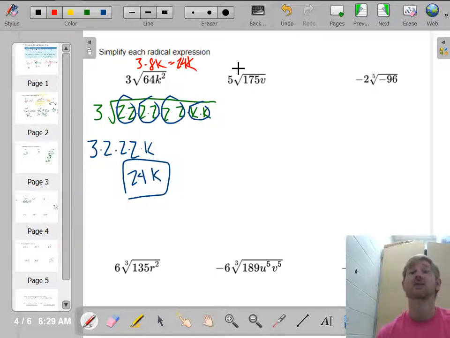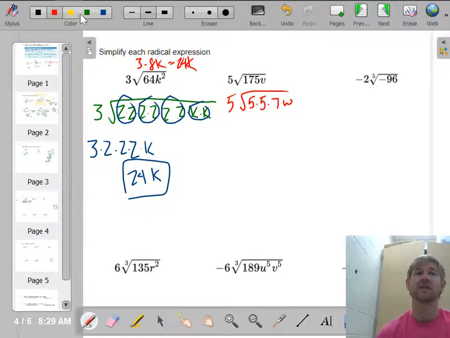So let's try another square root problem. 5 times... let's see, 175 is 25 times 7. So that would be 5 times 5 times 7. If you can do it in your head, great. If not, make a factor tree. That's okay. Now we're looking for pairs underneath.